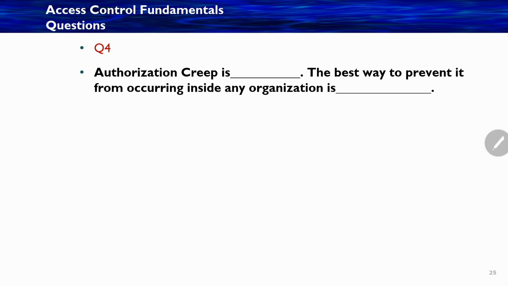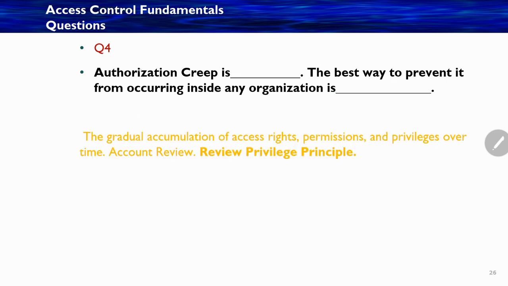Question 4. Here's a question about authorization creep definition. Authorization creep: the best way to prevent it from occurring inside any organization is... So authorization creep is the gradual accumulation of access rights, permissions, and privileges over time. Account review is the answer here. The best way to prevent it from occurring inside any organization is account review or review privilege principle.